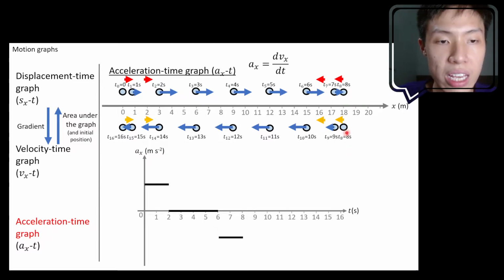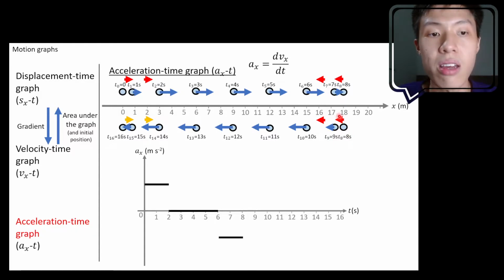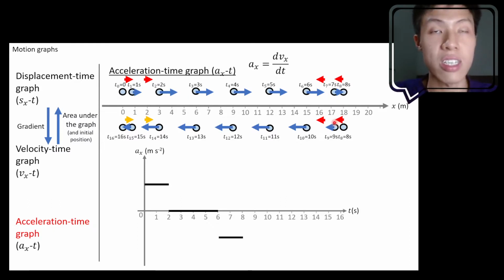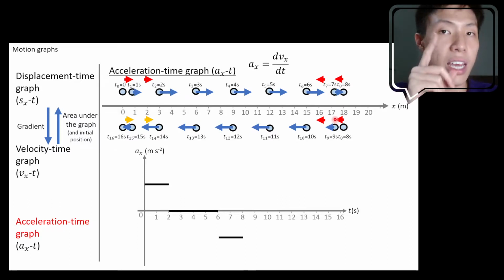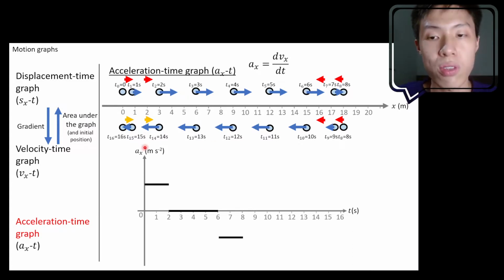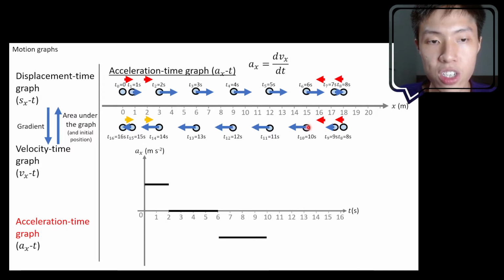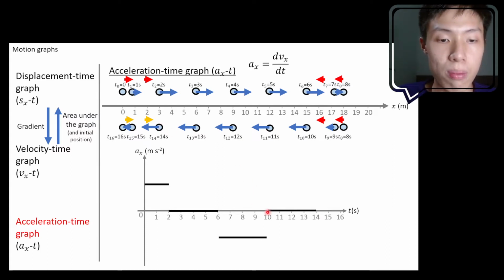From the 8th second to the 10th second, you'll see that the change of velocity is in the negative x direction. That means the acceleration is in the negative x direction, which tells you that your x component of acceleration will have a negative value, because negative direction attaches a negative sign to the x component of acceleration, something like this. Then you should expect no change of velocity from the 10th second to the 14th second. So you should expect zero acceleration during that period.